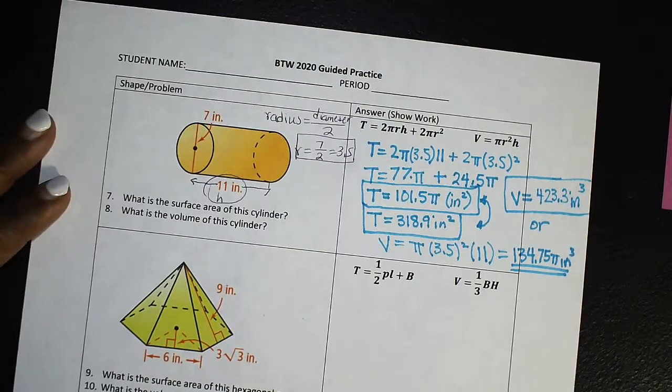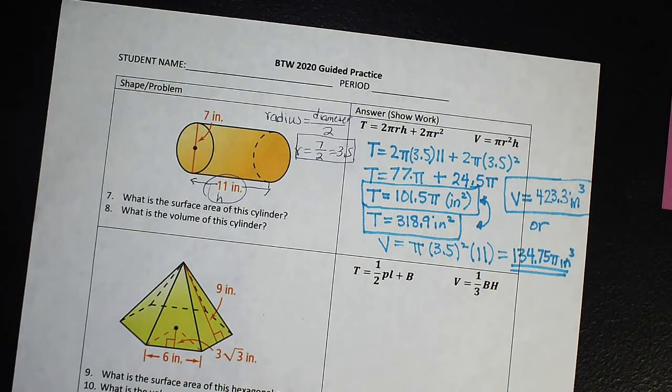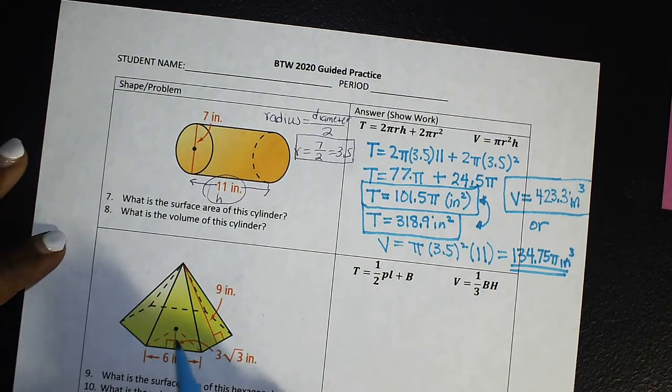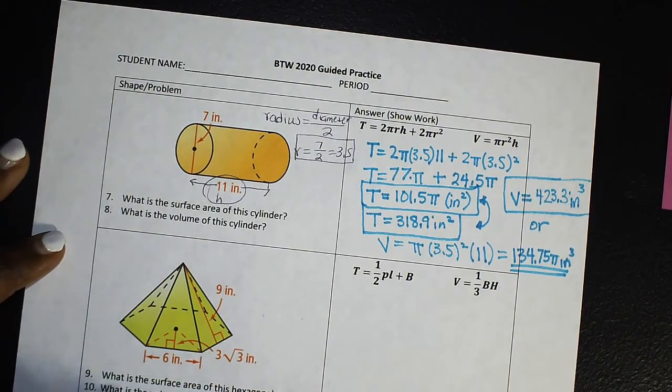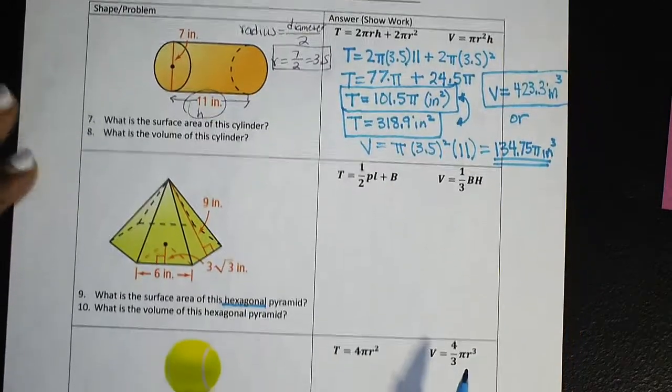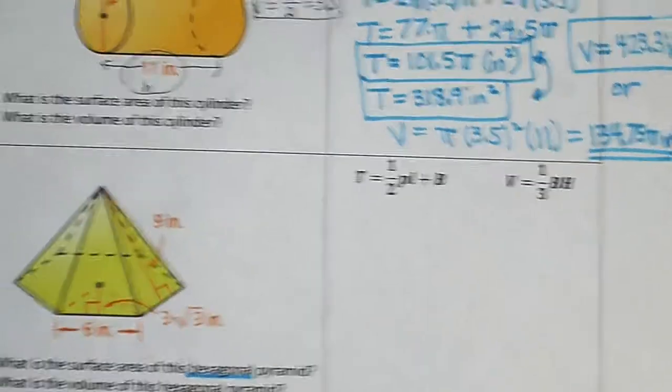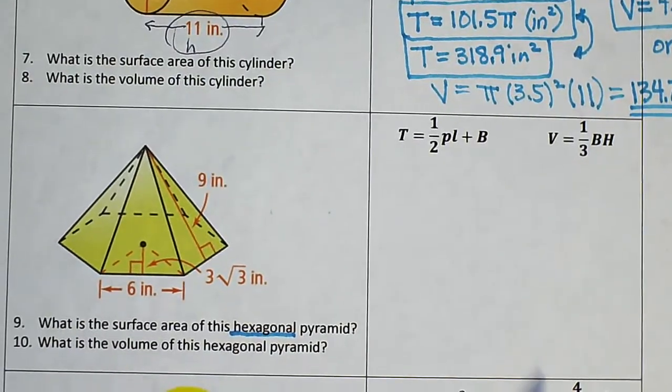All right, we're going to finish up doing the last two sets of notes. We have a hexagonal pyramid. Notice that a pyramid only has one base, and this base is a hexagonal shape. So let's inspect this problem and see if we can get our answer.